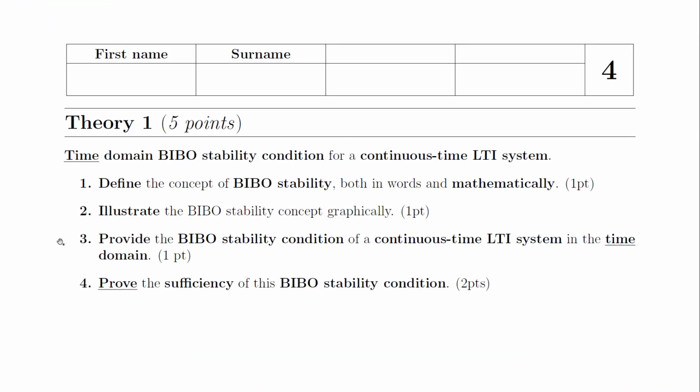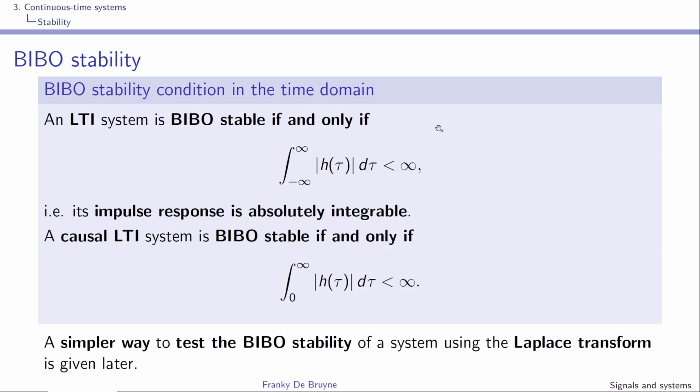In the third part of the question, you simply need to provide the BIBO stability condition, and I insist it's a condition in the time domain. You will see that it's a condition on the impulse response of the system. So here's the BIBO stability condition in the time domain. The linear time invariant system is BIBO stable if and only if its impulse response is absolutely integrable, and this is the expression of the condition in a mathematical form.